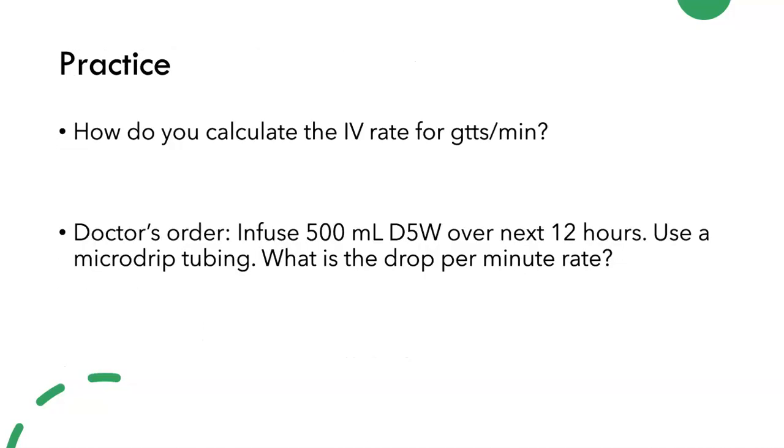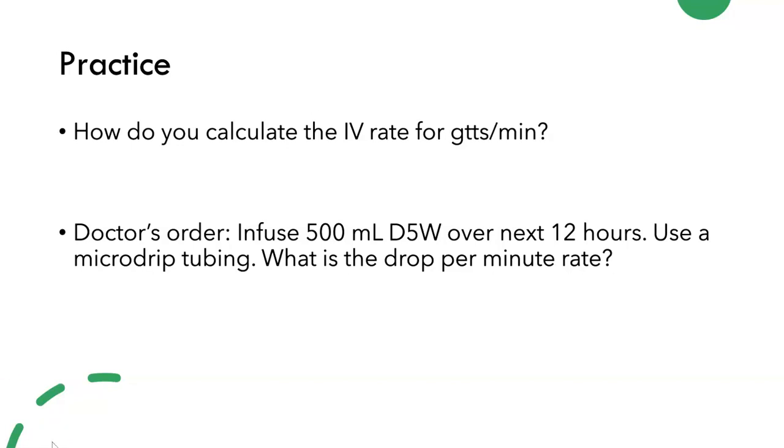So this is just a practice one. How do you calculate the IV rate for drops per minute? So you have your order: infuse 500 mils of D5W over the next 12 hours. And then we're going to use a micro tubing. So what is the drop per minute rate? So I'm going to pause the video; you can pause the video for a minute and try and figure it out, and then we'll go over it whenever you come back.